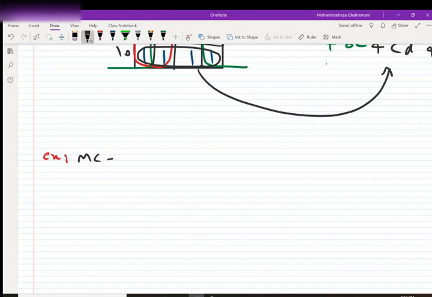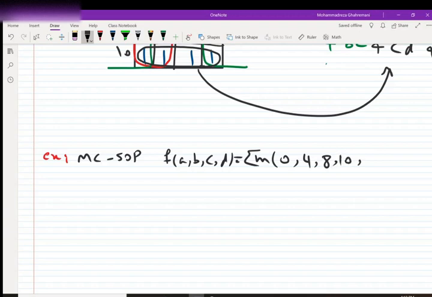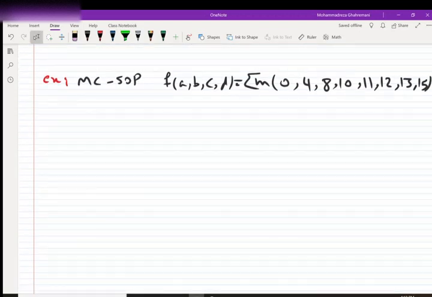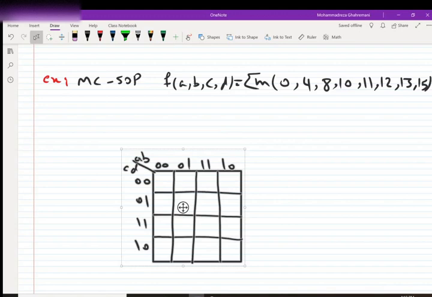Minimum cost sum of product for the function f of A, B, C, D, which is sigma of minterms 0, 4, 8, 10, 11, 12, 13, 15. Okay, I recommend you pause the video and try to complete the K-map, and then compare your result with my solution.